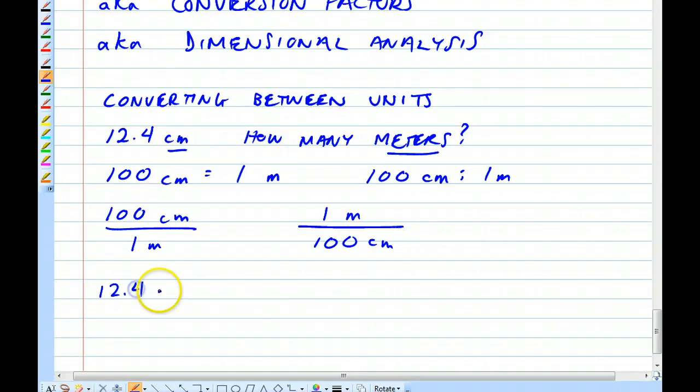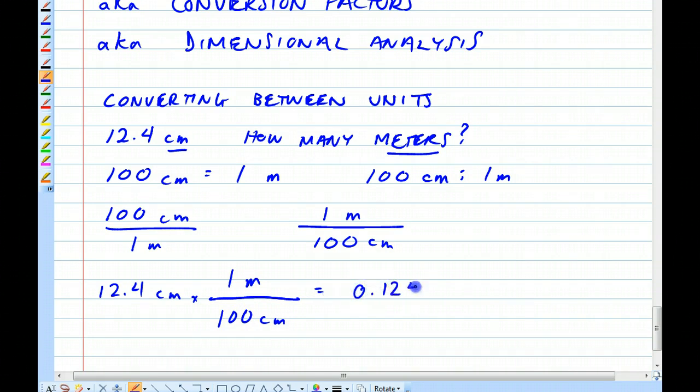If I take 12.4 centimeters and I multiply it by this fraction, I'm going to change it numerically because I'm dividing by 100. So I'm going to get 0.124. But I'm not changing the quantity. Why? Because the numerator and denominator in this fraction were equal. They're the same length. And so I'm not changing the length of this thing by multiplying by that fraction. I'm only changing its units, which is what I wanted to change, which is what this is all about, just changing the units of things.